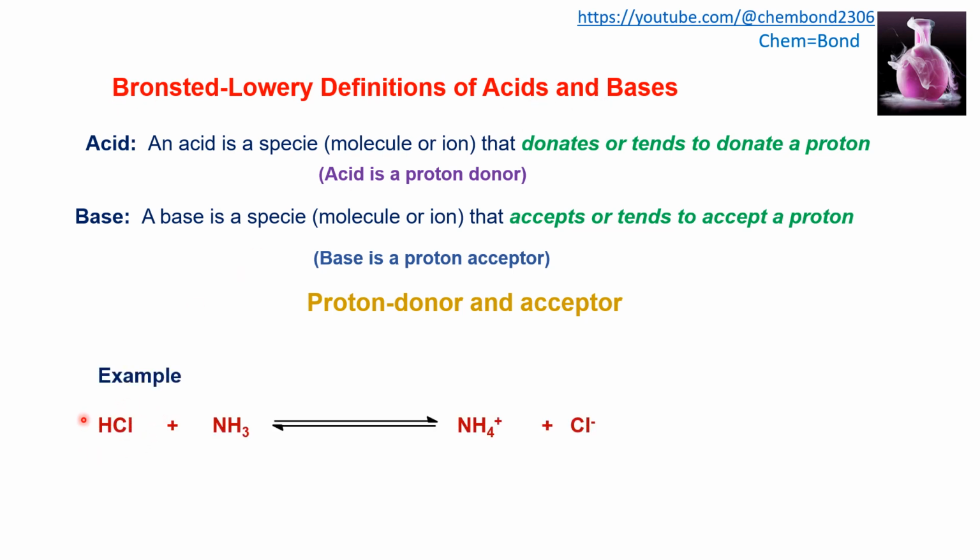An example: when hydrochloric acid combines with ammonia, it produces the ammonium ion and the chloride anion. If we look at the reaction, hydrochloric acid donates a proton and it is accepted by ammonia, and ammonia forms the ammonium ion, while hydrochloric acid is converted to the chloride anion. The species which donates the proton is known as an acid, so hydrochloric acid acts as an acid, and the species which accepts the proton from an acid is known as a base. So ammonia here is a base.